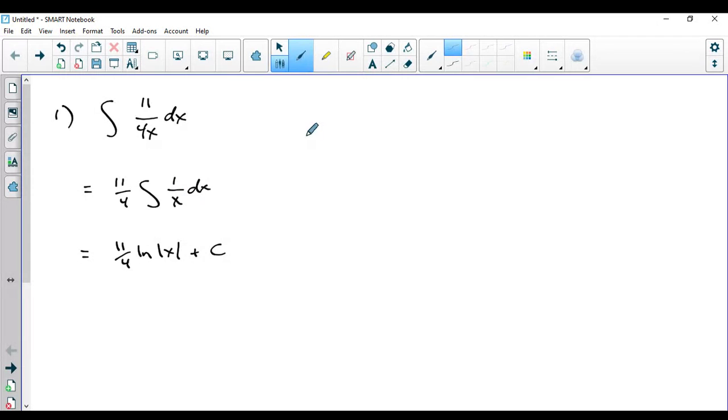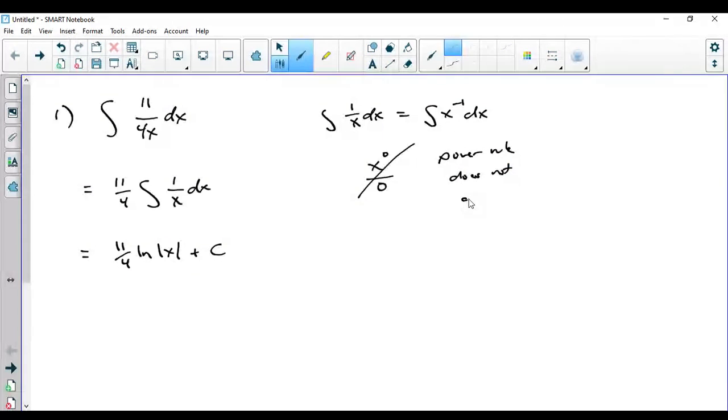Hopefully you weren't thinking power rule with 1 over x. Maybe someone was like, well, why couldn't I just write this as x to the -1 and then do the power rule, which is add 1 to the power and divide by the new power? Well, if you did that, you'd get this, and that doesn't work. In fact, the power rule does not apply when n equals -1. So the power rule for x to the n does not apply when n equals -1. So this one, you just had to recognize it. All right, no big deal.